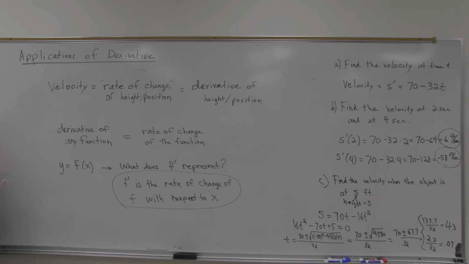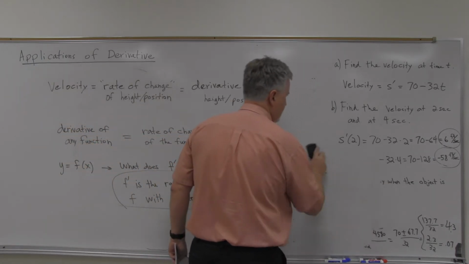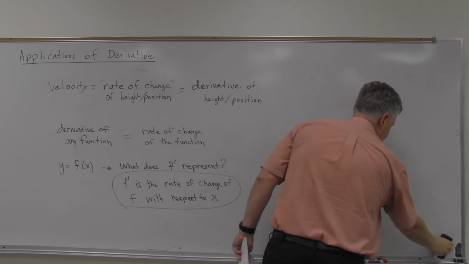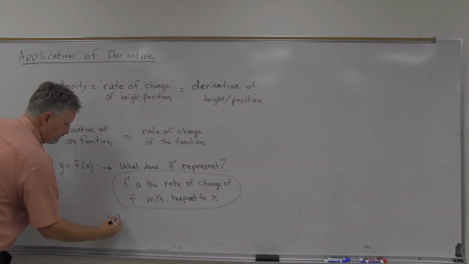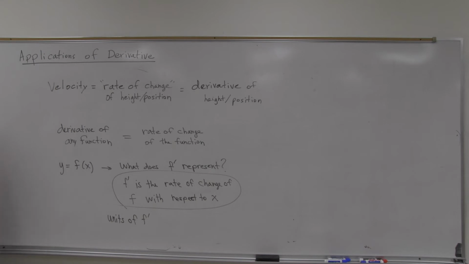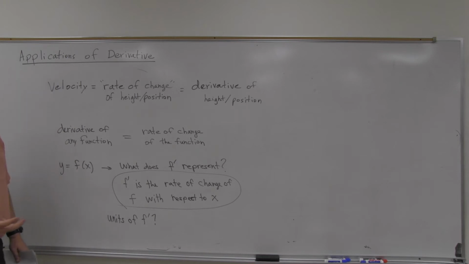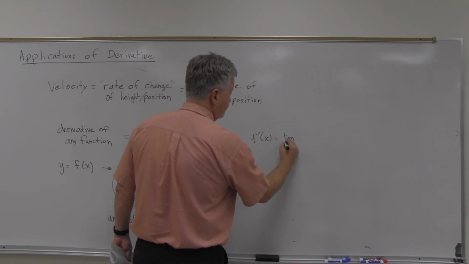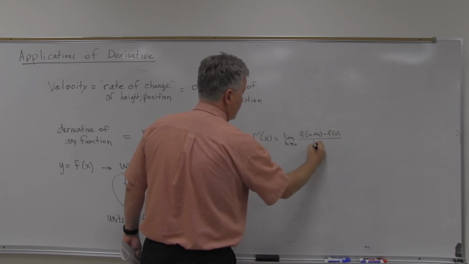Now, let me mention this before moving on here. We got to it a little bit with this velocity. What about the units of f prime? Because in applications that becomes more of an issue. What about the units of f prime? Well, going back to the very definition of the derivative, f prime of x is the limit as h approaches 0 of f of x plus h minus f of x, over h.